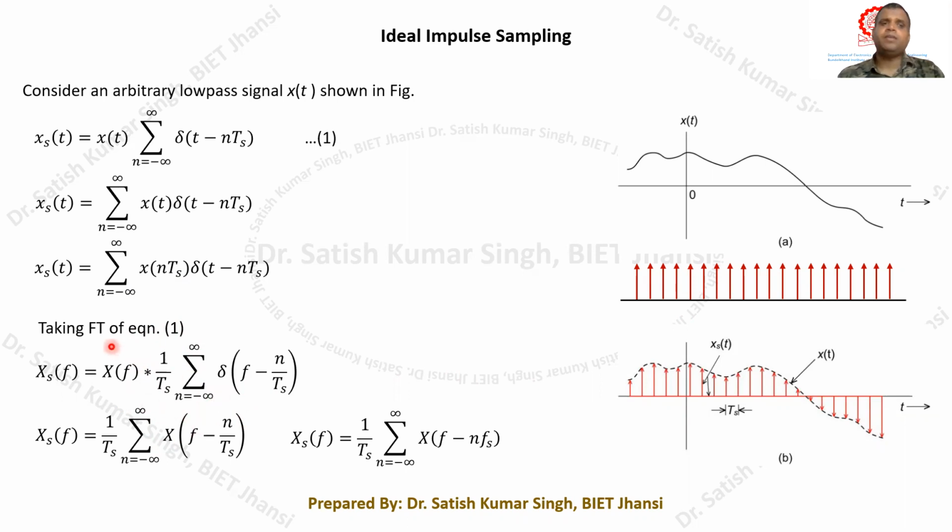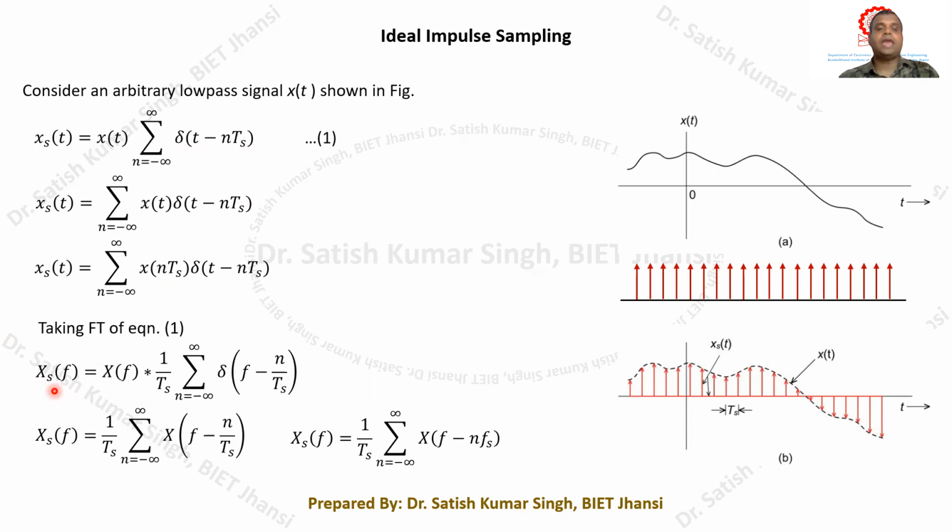So basically when we take the Fourier transform of equation number 1, as we know, multiplication in the time domain is converted into convolution in the frequency domain. So if x(t) has its Fourier transform X(f), and the impulse train has its equivalent Fourier transform, then the convolution between the two will give the Fourier transform of this particular sampled signal x_s(t).